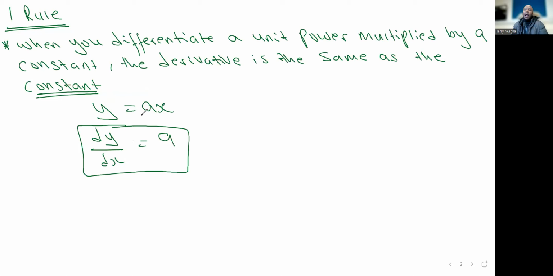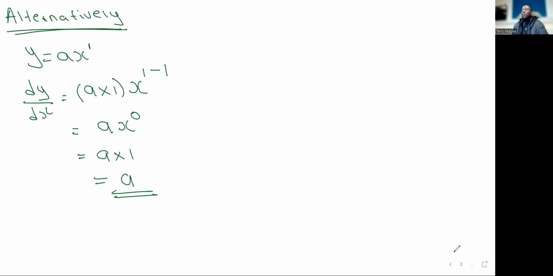So when you have a constant with a variable with a unit power, okay, the derivative is always going to be equal to the constant. The derivative will always be equal to the constant. All right, let me pick an example.